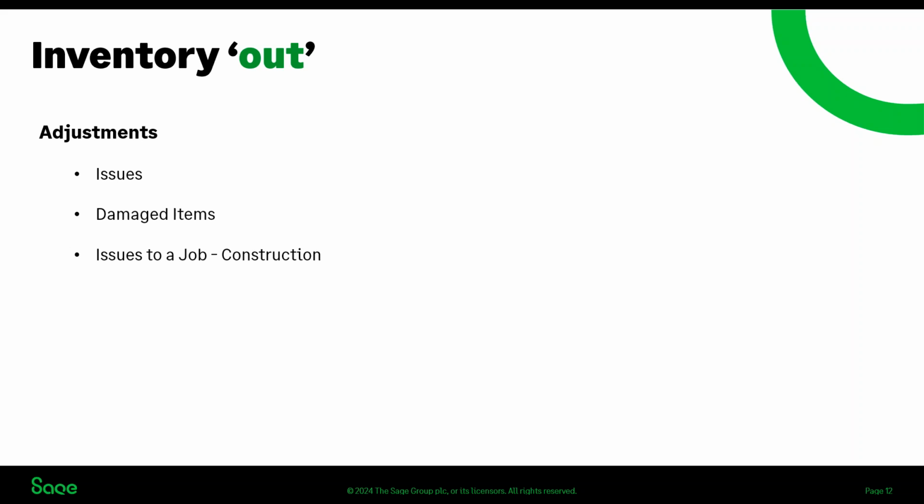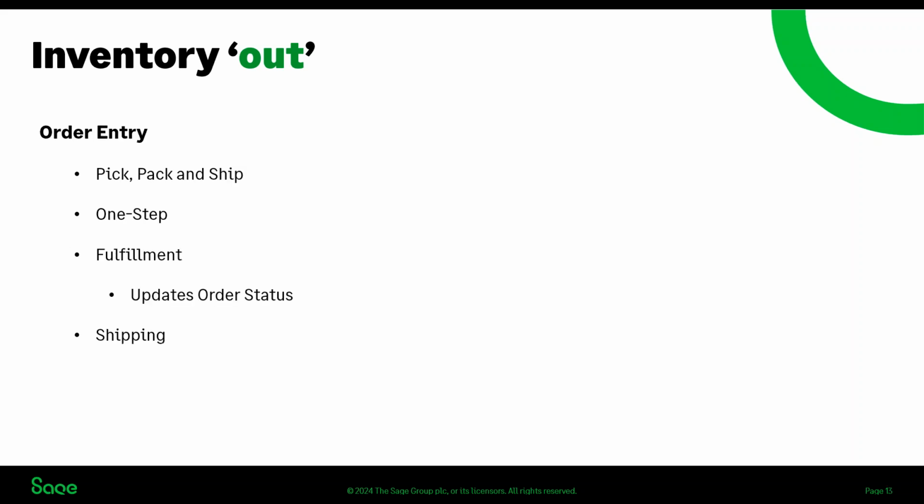And then under the construction module, issuing items out to a specific job. I referenced that quickly when I was talking about the verticals, but that would be getting items out and tying them to a specific job, cost code, and cost type.